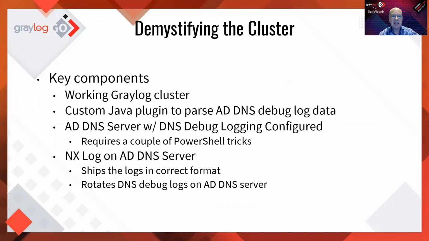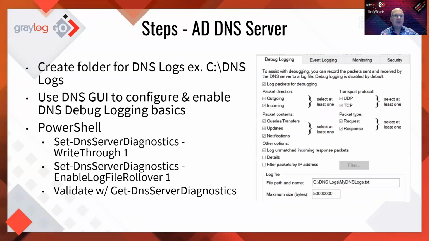You'll need an AD DNS server with DNS debug logging configured. And it requires a couple PowerShell tricks that I'll show you here in a second. And then you'll need nxlog installed on that DNS server. So nxlog collects and ships logs in the correct format. And it rotates these logs based on some parameters that we'll put in the configuration file. So here are the steps on how to get this to happen. First, we'll look at the AD DNS server.